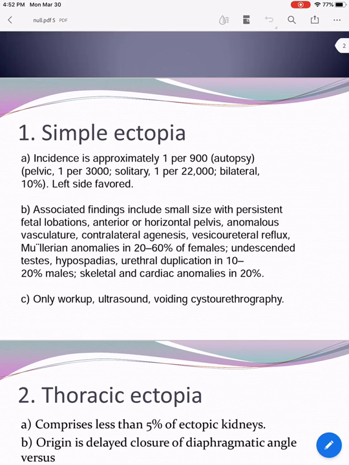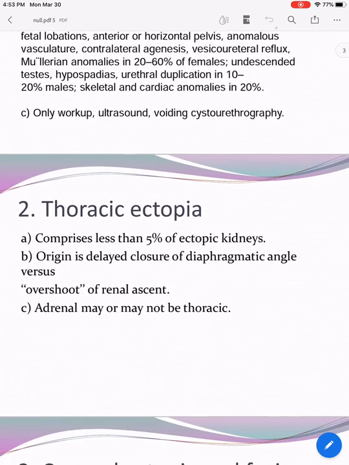Abnormal lie of the kidney means the abnormal orientation of the kidney. The normal lie of the kidney is usually parallel to the psoas shadow, to the psoas muscle, on the normal KUB. While when they are parallel to the vertebral column, or they have an abnormal lie, this is regarded as an abnormality in the lie of the kidney. Another example of ectopic kidney is the thoracic ectopia.